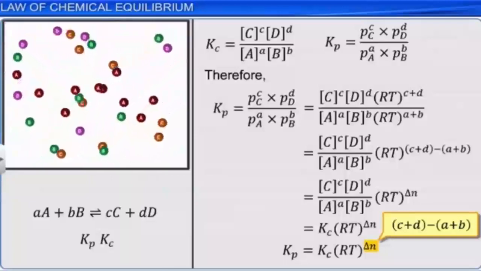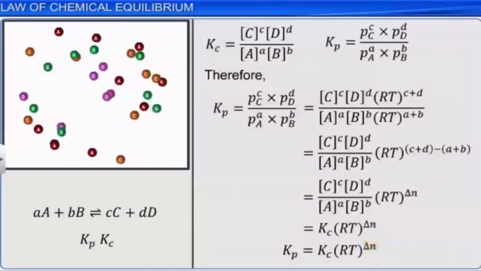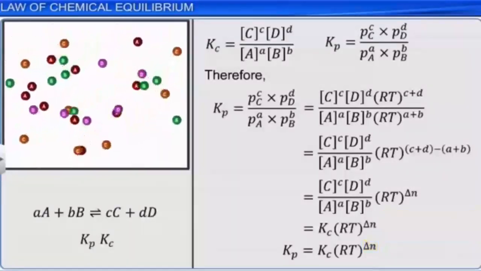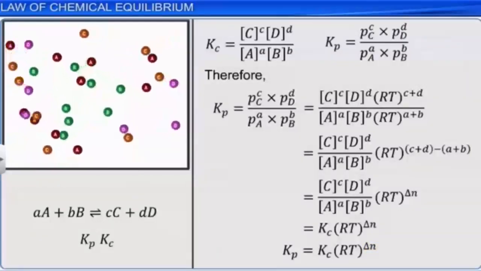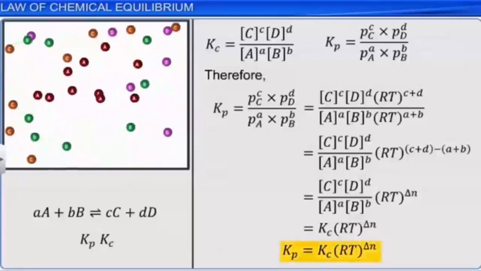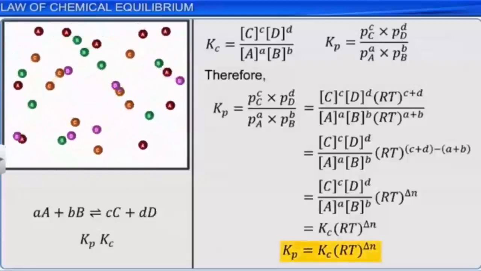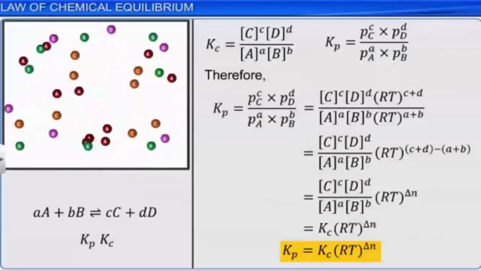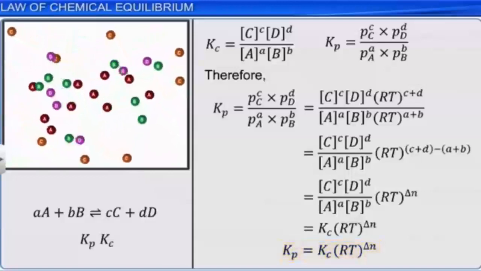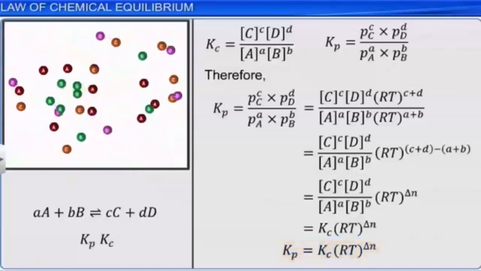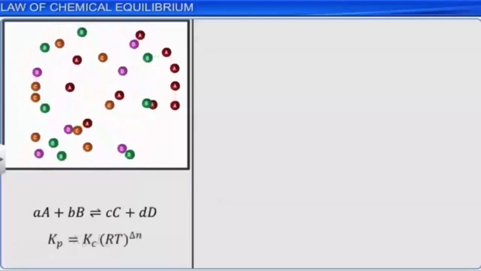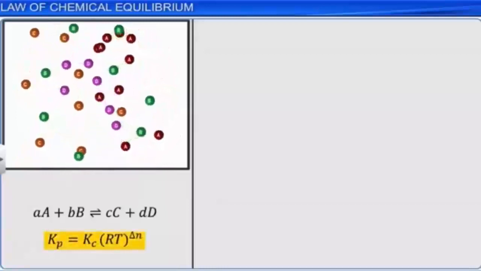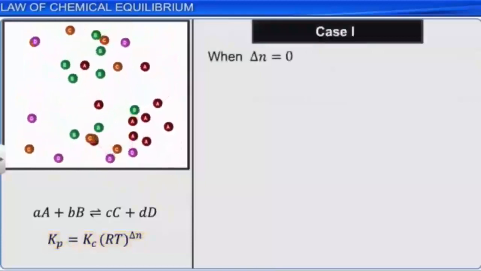Thus, Kc and Kp are related to each other by the equation Kp is equal to Kc multiplied by the product of R and T raised to the power of delta n. Let us see how the relationship between Kp and Kc varies with the difference in the number of moles of products and reactants. Case 1: when delta n is equal to 0.